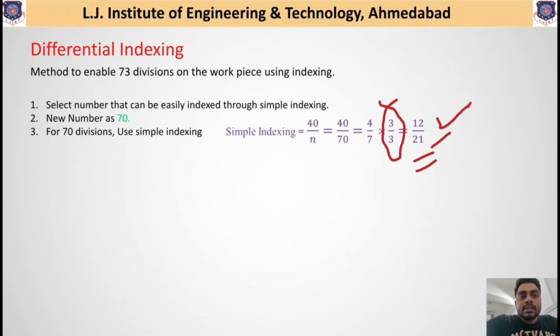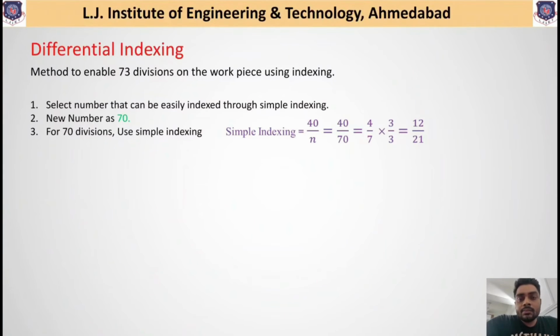Now if you have any confusion about why only 21 was selected, just try it. The number available is 4 divided by 7, so the denominator can be adjusted only in multiples of 7. First try 7 into 1, that is 7, but 7 is not available in the indexing plate. Second is 7 into 2, that is 14, and 14 is also not available on the indexing plate. Next we try 7 into 3, that is 21, and as we know 21 is available in the indexing plate, and that's why we have selected the multiplier 3.